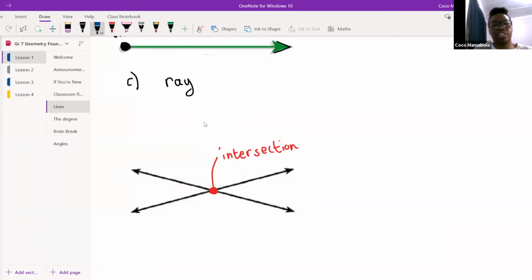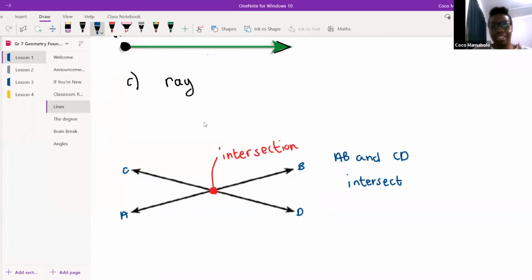Now, if I take these two lines, I'm going to call this line over here AB. That's the name of the line. And I call this line CD. What I can say about these two lines is that AB and CD intersect. They meet at a point and they cross each other, and that means that they intersect.